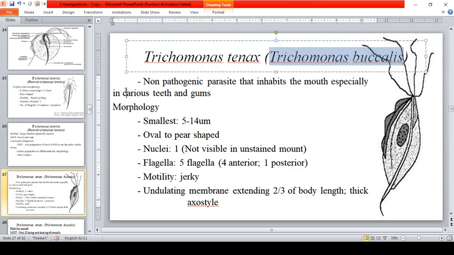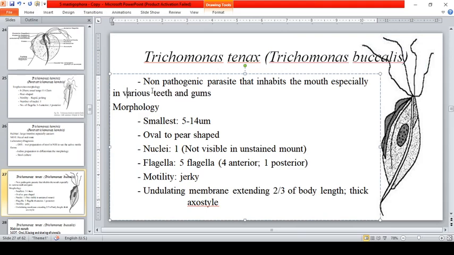Okay, so morphology. Smallest among them, the Trichomonas tenax, that is the smallest. Okay, oval to pear shape. The nuclei are not visible in the unstained mount. Flagella: 5 flagella, 4 in the anterior and 1 in the posterior. Motility: jerky motility, just like the Trichomonas hominis. The undulating membrane extends 2/3 of the body length. Okay, so hanggang 2/3 lang yung body length nung kanyang undulating membrane. Okay?